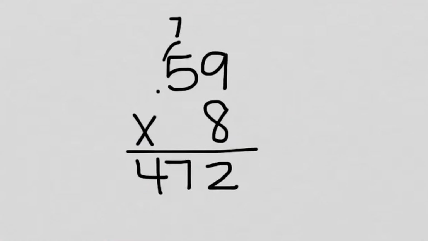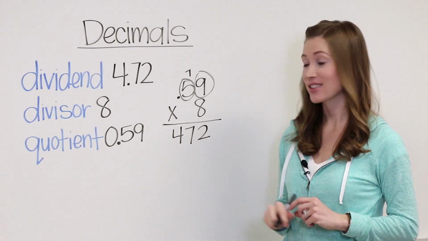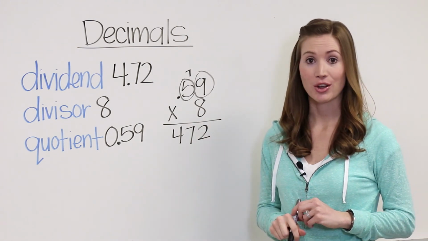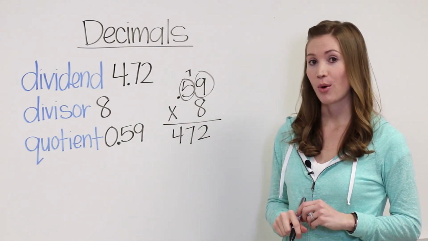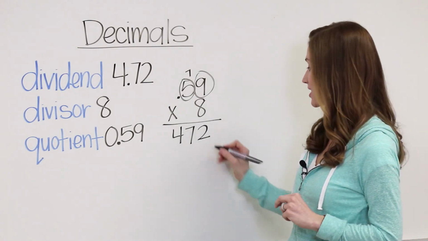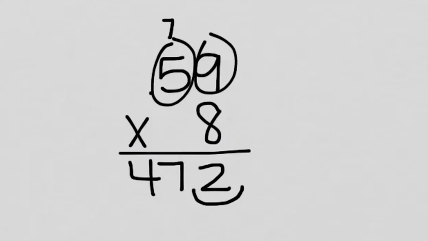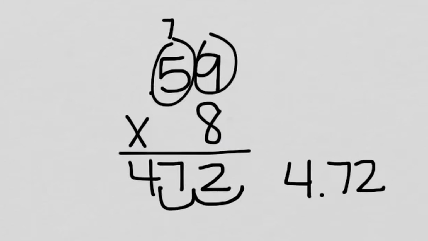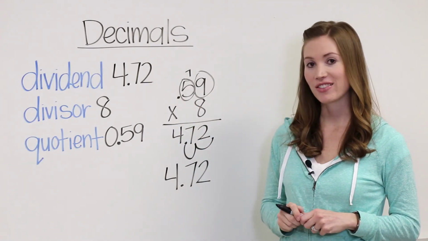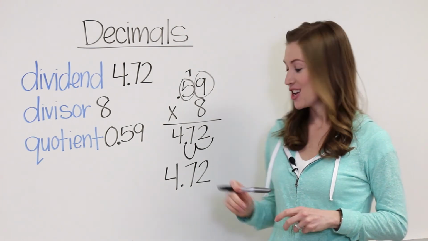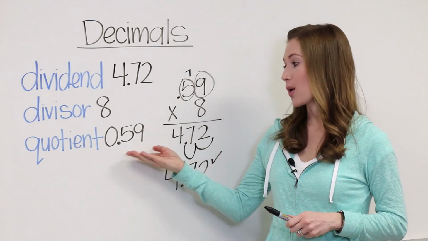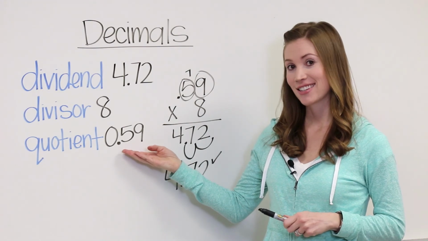We have 2 numbers to the right of our decimal in 59/100, and none to the right of our decimal in 8. So we're going to move our decimal point 2 places to the left. 1, 2, and we'll rewrite our final answer. 4 and 72/100. Now, does that match our original dividend? It does. So we know that we're correct and that our quotient is 59/100. Great job.